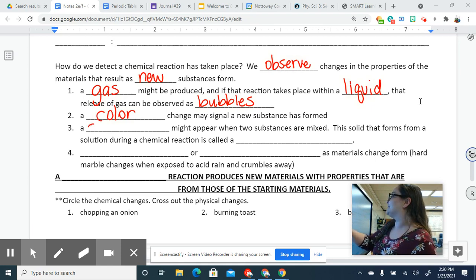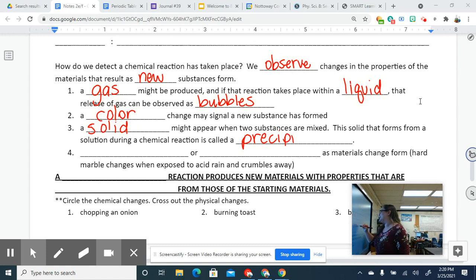So a solid might appear when two substances are mixed. It's called a precipitate. I don't know if we're going to get to do this. Hopefully we will closer to the end of the year.